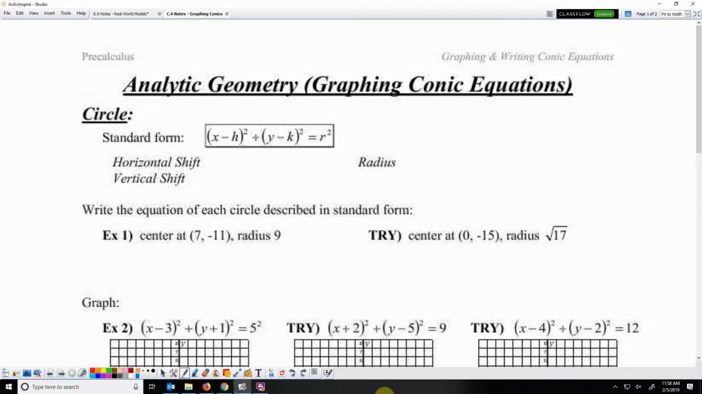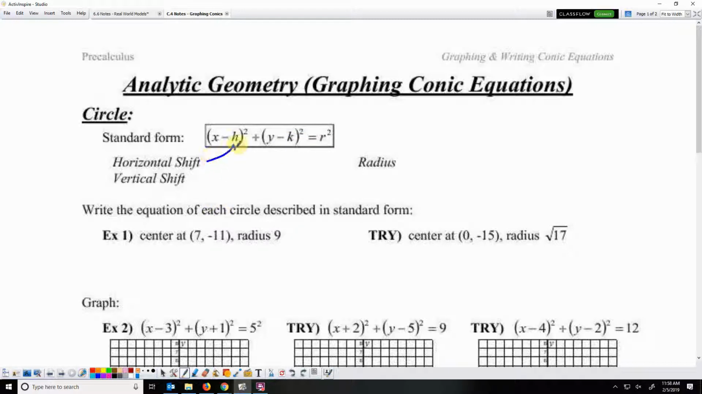We're going to graph some conic sections. We're also going to write equations of conic sections, and we're going to start with a circle. So a circle in standard form is x minus h squared plus y minus k squared.